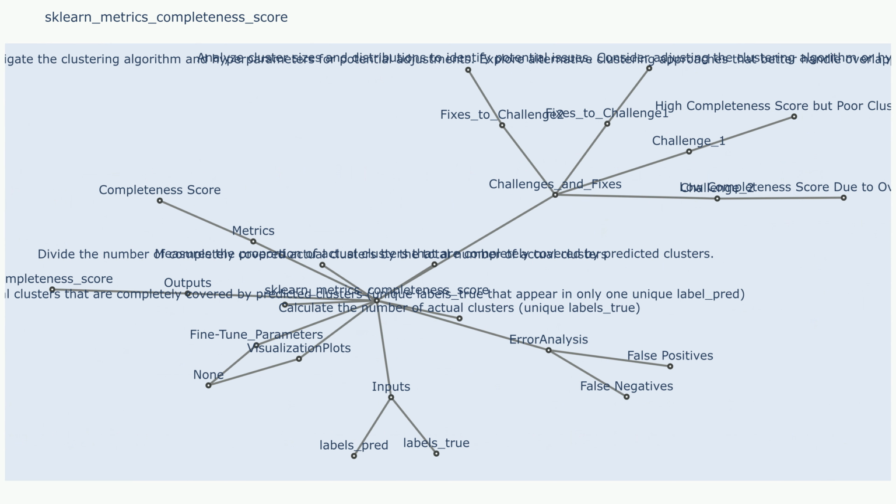Fixes to challenge 2: pre-process the data to remove noise, such as outliers or mislabeled data points. Consider using a clustering algorithm that is more robust to noise, such as k-means or DBSCAN.